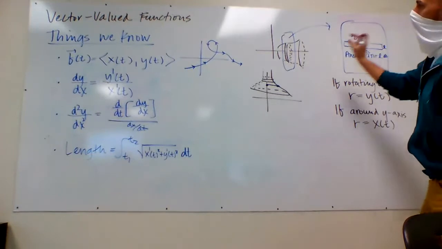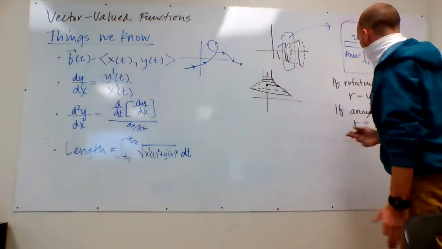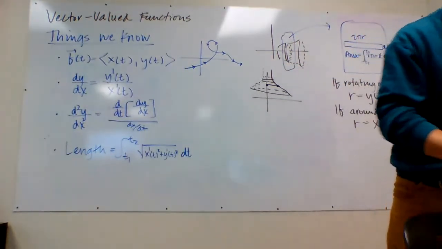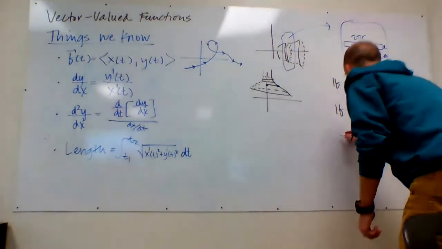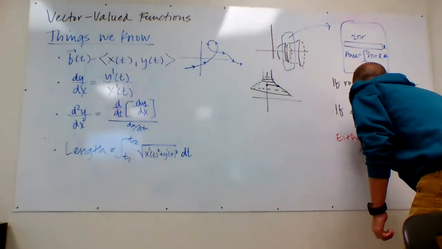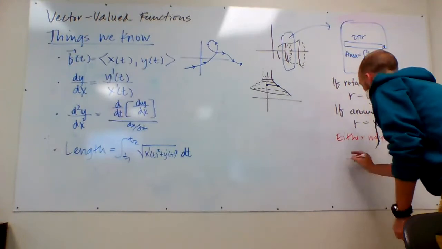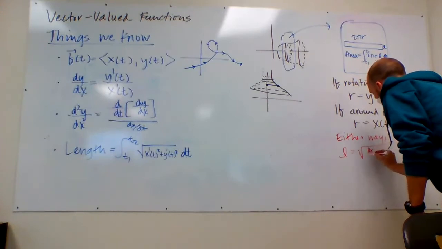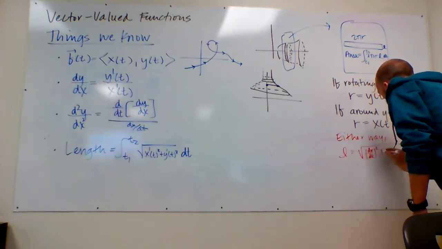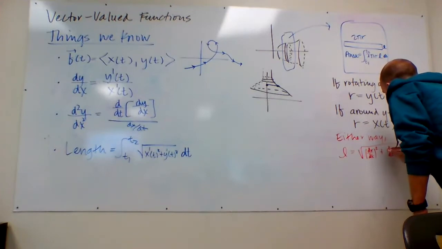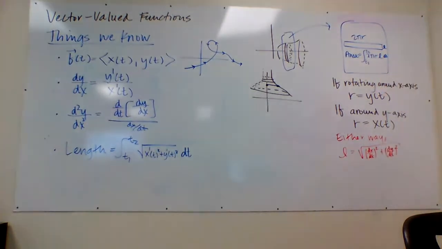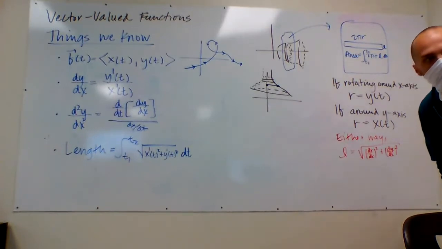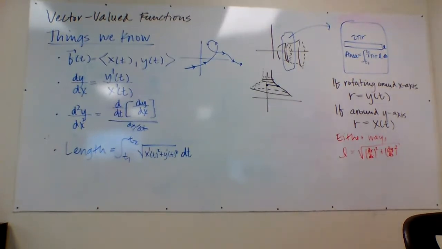But either way, this little piece of arc length, L, is going to be the square root of dx dt squared plus dy dt squared. In retrospect, I probably could have started with the idea of a Riemann sum and built that up, but that horse is out of the barn, and I want to keep this video relatively short.